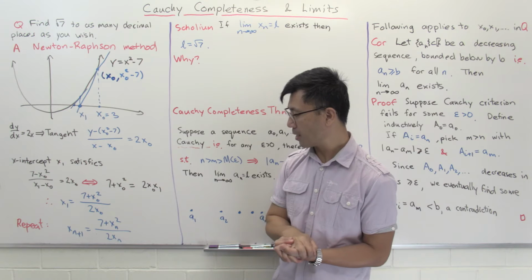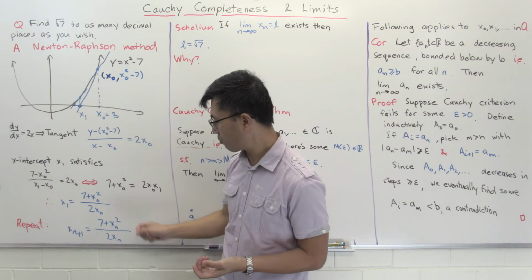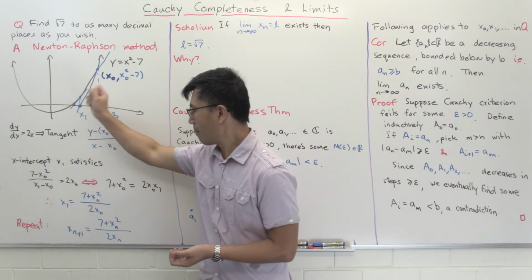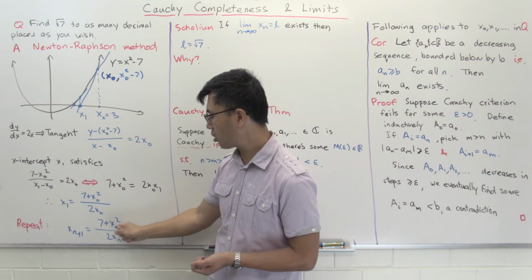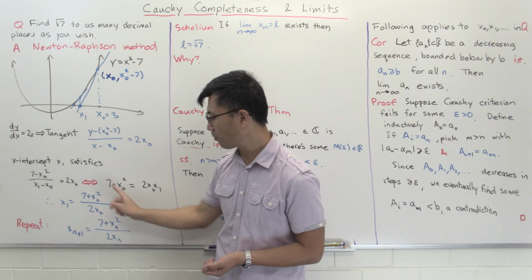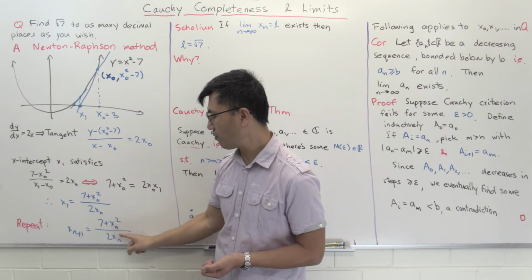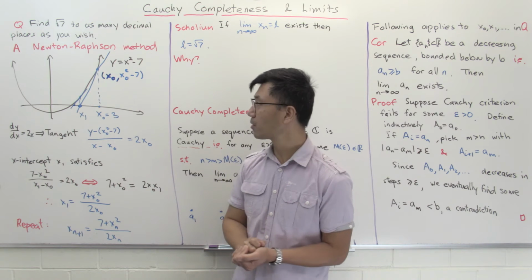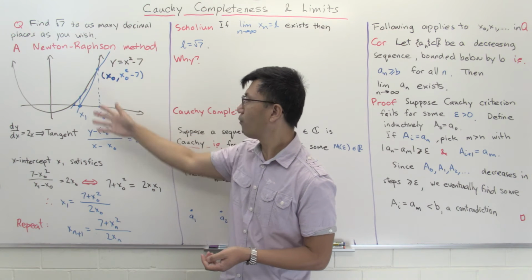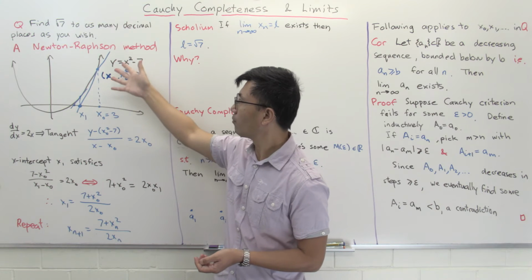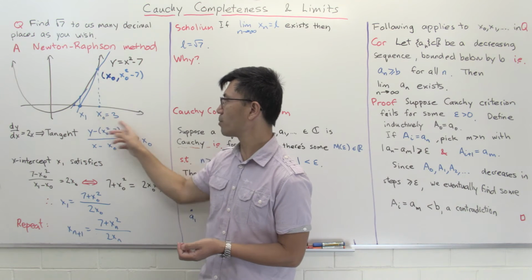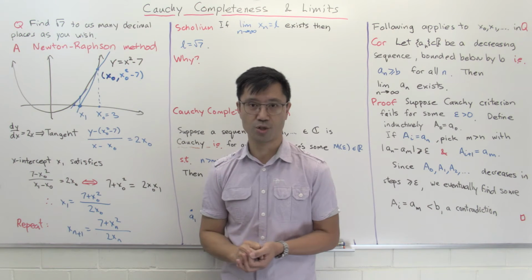And so what happens is that, if you're given the nth iteration as xn, that's the nth improvement for this approximate solution, then to get your next improvement, xn plus 1, you use this formula: it's 7 plus xn squared divided by 2xn. And so this is the Newton-Raphson method for finding approximate solutions, or rather improving an approximate solution to an equation.